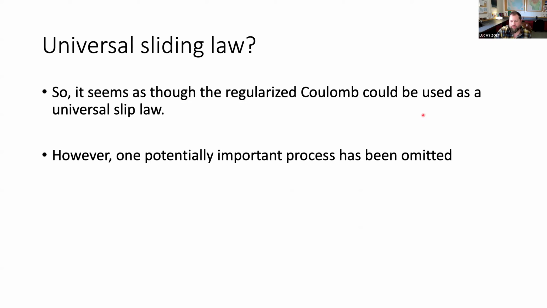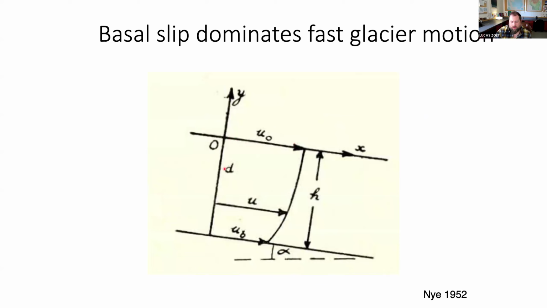And that's when you go back to this diagram by Nye, and he showed slip at the bed. What he omitted, and what most people omit, is the fact that the bed of the glacier, that basal ice, has lots of debris in it. Right? It's got lots of sediment that it's entrained, and that sediment is dragging along the bottom, right?